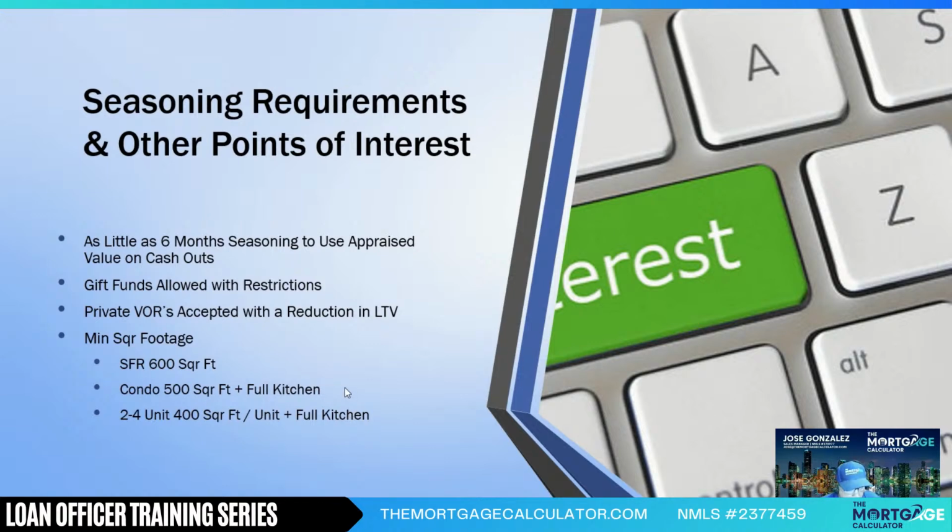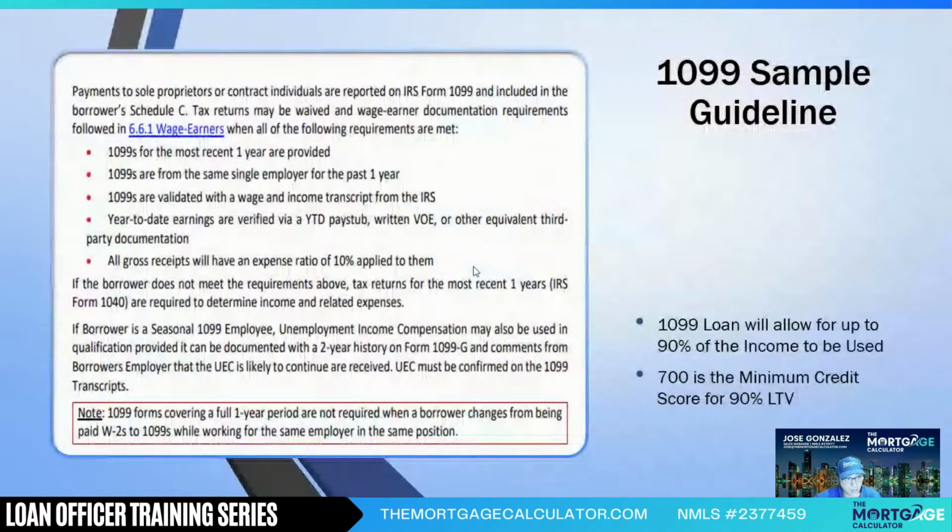And note minimum square foot requirements, right? Single family home, 600, because I get people to ask about tiny homes. Well, 600 square foot is usually what you're going to find for all these 1099 programs as the minimum square footage for a single family, 500 square foot plus a full kitchen for a condo. And if it's a multi-unit property, duplex, triplex, fourplex, you're looking at 400 square foot minimum per unit plus a full kitchen. So not kitchenette, kitchen: stove, range, refrigerator, and a sink. That's pretty much what they're looking at there. But 6 months is the key number to note there.